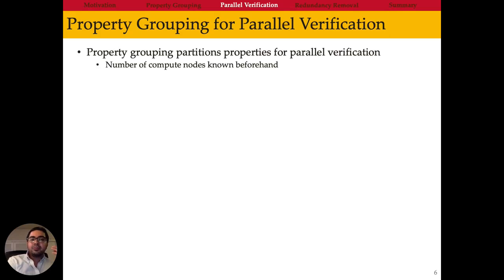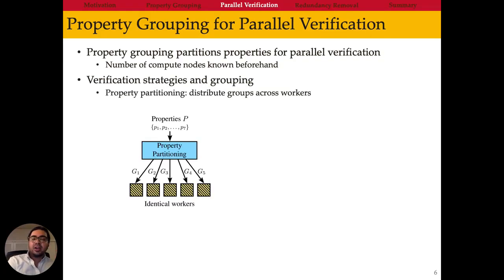The property grouping procedure partitions properties for parallel verification. It is often the case that the number of available parallel compute nodes is known before starting the verification task. State-of-the-art verification tools utilize different strategies for parallel verification of property groups. There is property partitioning, in which, given a set of properties, a property partitioning manager groups the properties based on cone of influence and dispatches them to workers running identical algorithms.